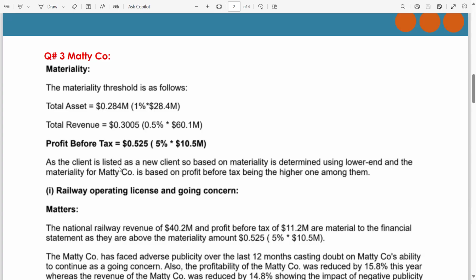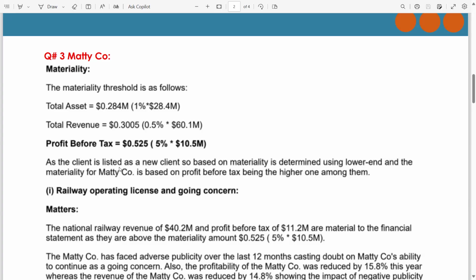But again, there is a question: which amount should be selected for the materiality, either total assets, revenue, or PBT? This is the answer. The materiality for Matty company is based on profit before tax. Why? Because PBT is the higher one amongst the total assets and total revenue.